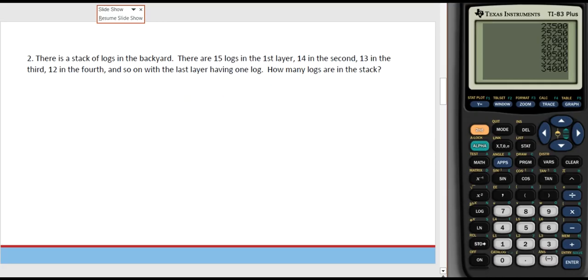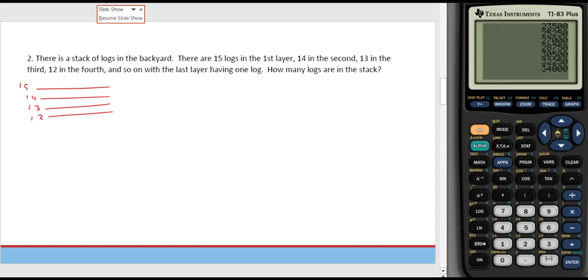There's a stack of logs in the backyard in problem 2. There are 15 logs in the first layer, 14 in the second layer, 13 in the third layer, 12 in the fourth, and so on, with the last layer having 1 log. How many logs are in the stack? We might need to start off by drawing a little picture, right? 15, 14, 13, 12, and so on.